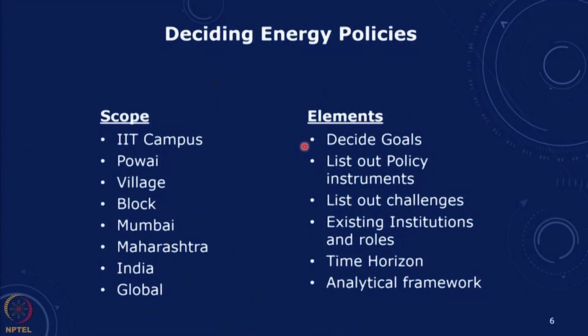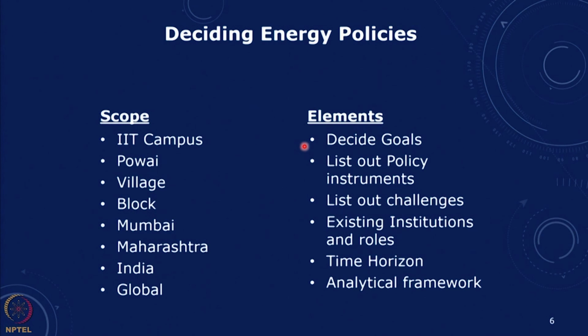We can go beyond the campus to the region. In our case, that becomes Powai, and we can look at what kind of policies there are in Powai, who is deciding, what the things are. If you are in a rural area, we can look at a village and see whether that village has a connection to the grid, whether it has a microgrid, whether it has some common areas for electricity. We can go to the next level where we look at a number of villages in a block, and we can look at a set of policies for the block.